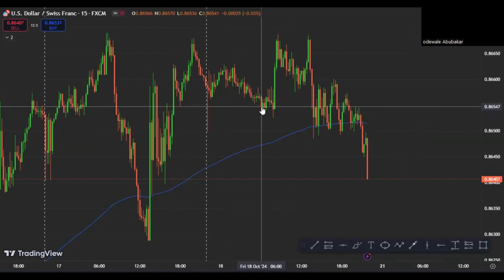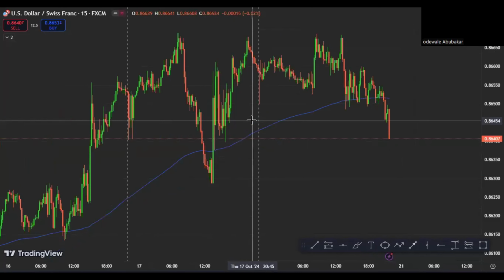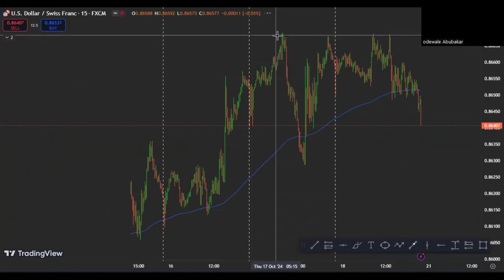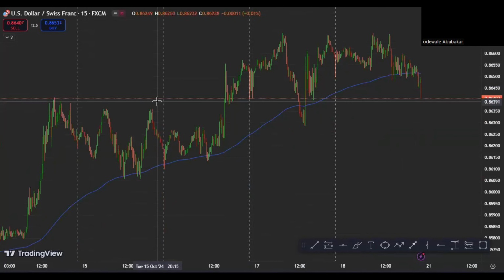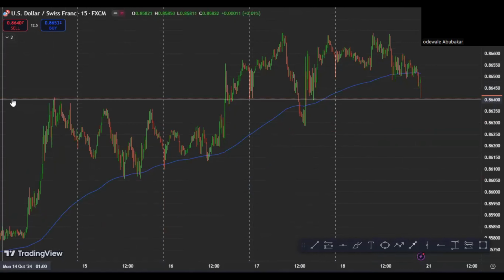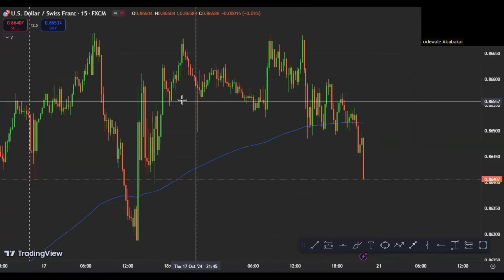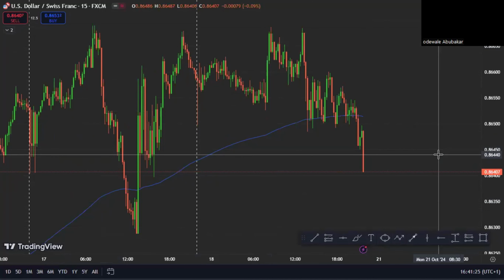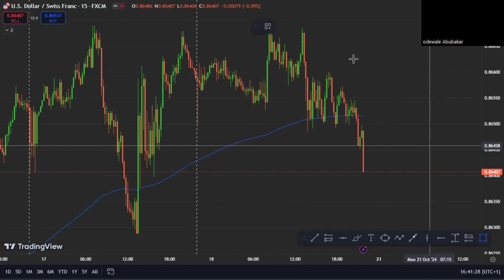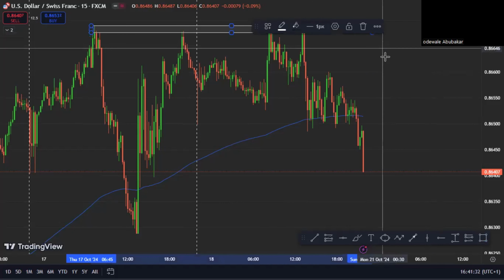I started by identifying the high and low of the week. In this trade, this was the high of the week right here. As you can see, 1, 2, 3, 4, 5. This was a Friday and this was Monday. This was the high of the week. Then I drew a box at the high of the week, just right here. Drew a box right here.